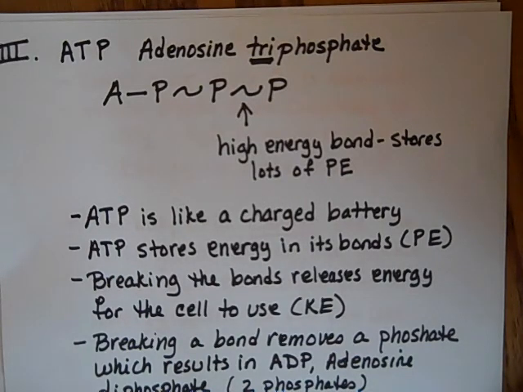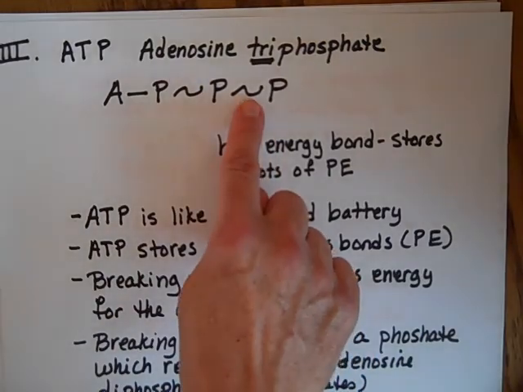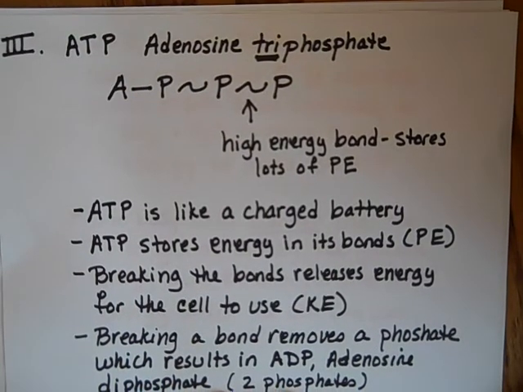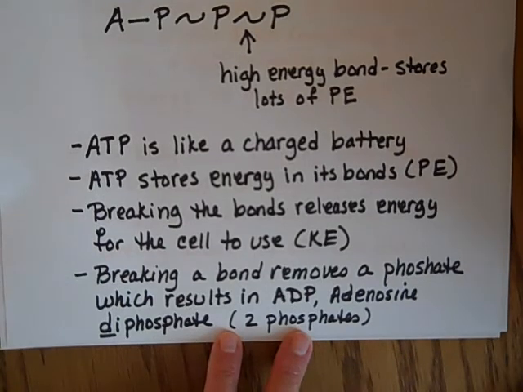So think of ATP kind of like a charged battery. It stores energy in its bonds, and that energy is potential energy because it's stored energy. And by breaking those high energy bonds, we can release the energy and then use it. And then it's kinetic energy that the cell can use to do things.